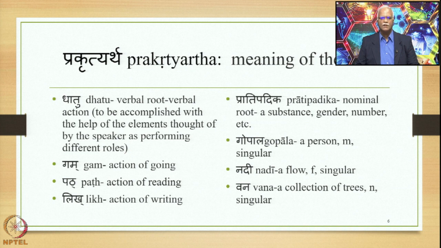The second type of prakriti is called pratipadika, and the meaning of this pratipadika is called pratipadikartha. The meaning of the pratipadika involves a substance and also gender, also number, etc. For example, when we talk of Gopala as a pratipadika, we know that Gopala is the name of a person. So the word Gopala denotes a human being or a person. It also denotes the gender, namely masculine, and also the number, namely the singular. When we hear the word nadi, for example, we know that it's a flow of water.